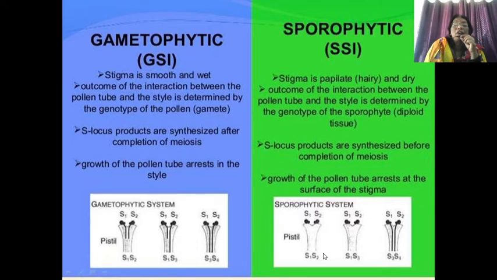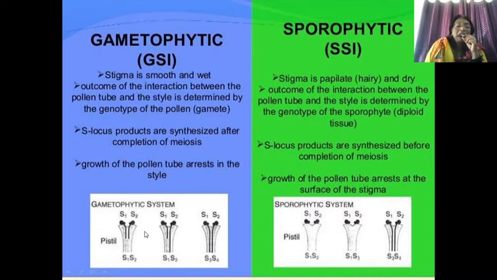Then in the gametophytic system, in gametophytic incompatibility, growth of the pollen tube is arrested in the style. The growth of the pollen tube is arrested in the style. This is the style, these are the stigmatic lobes, and the black color shown here indicates the pollen grains.